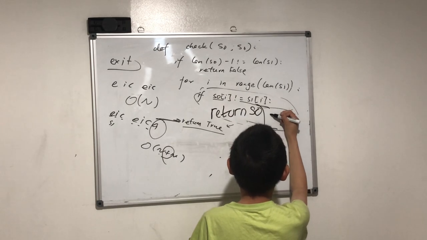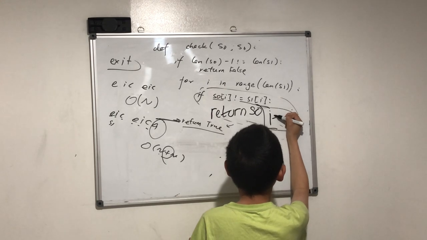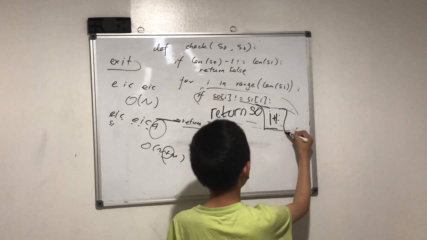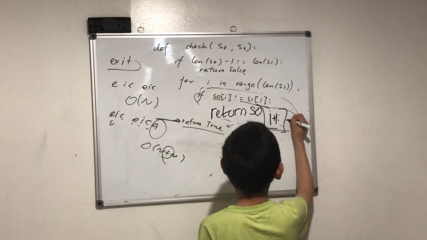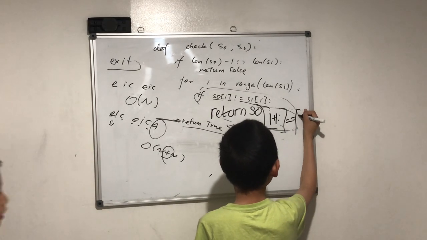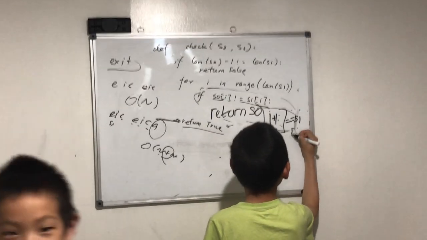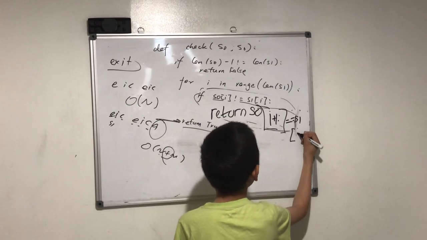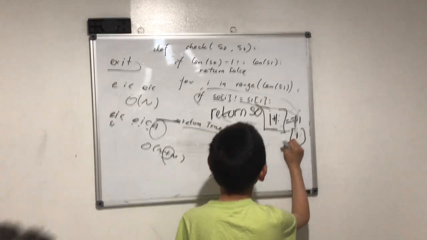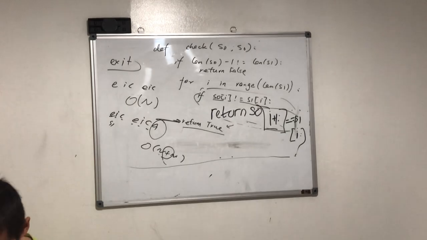S0 is the longer one, so i plus 1, right? We want to check its next character, S0[i plus 1:] should be equal to what? Double equal. S1[i:]. Bracket, yes. Okay, that's it for today.